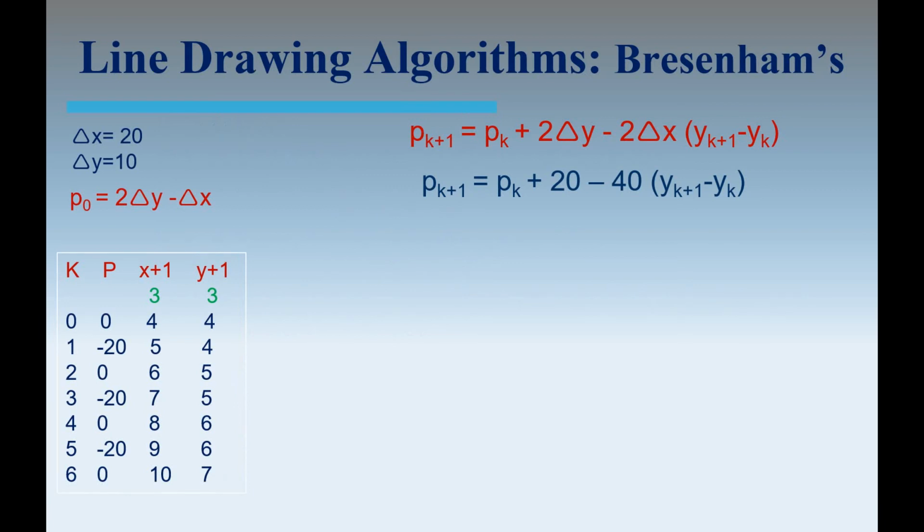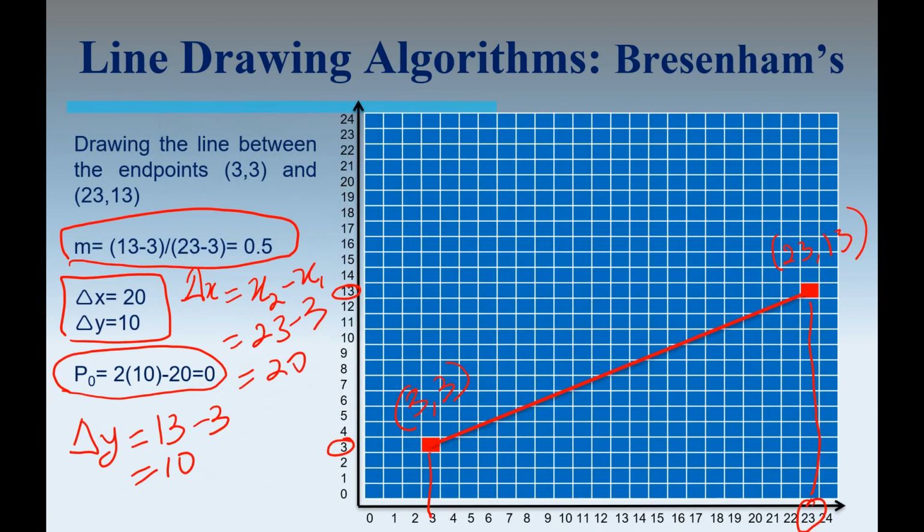Now let us calculate that particular example that we saw before. This is a simple example, the same example where we have to calculate values from (3, 3) to (23, 13), this particular line.